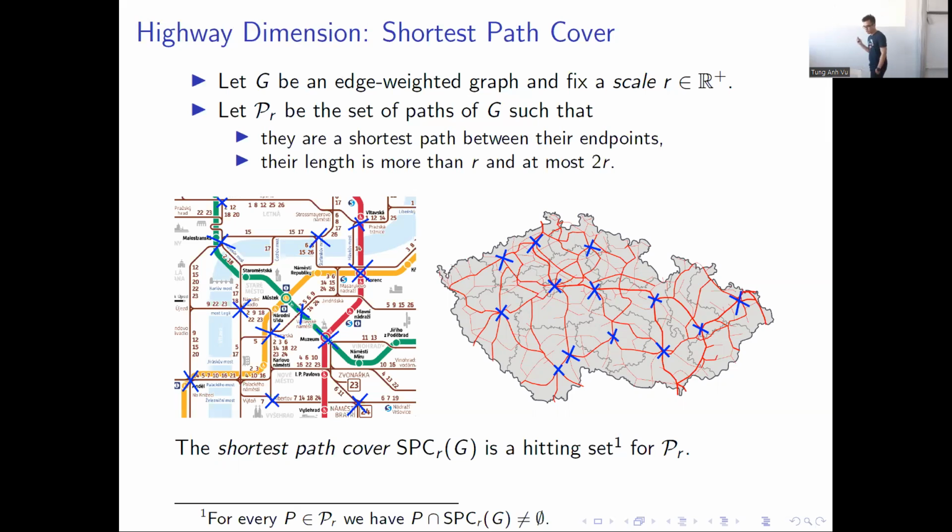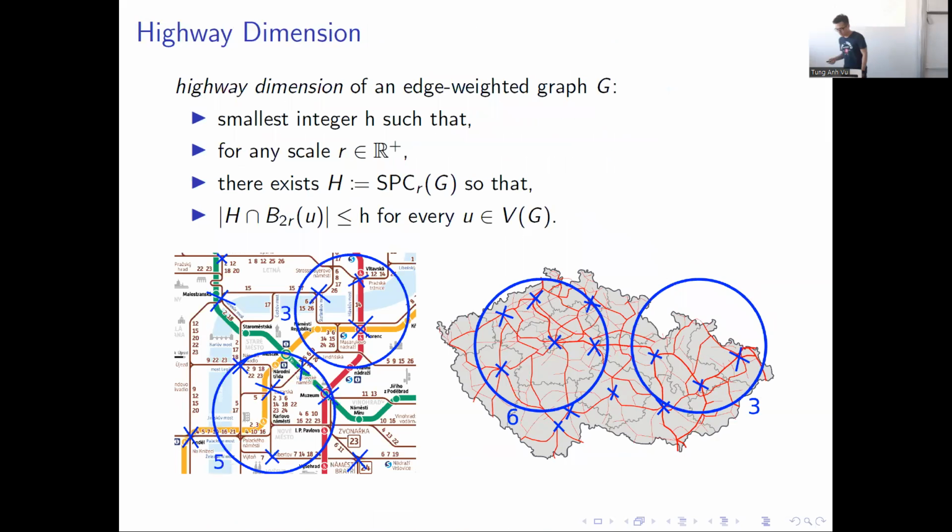Okay, so now we go to finish the definition. So what's highway dimension? Highway dimension is the smallest integer such that no matter how you zoom into the map and no matter where you look from, if you stand somewhere and you look in radius 2R, then you will see at most this many points of the shortest path cover. So what we are measuring is the local sparsity of your shortest path cover, which corresponds to the fact that no matter where you want to travel, the number of decisions, like which way, through where do I have to go, is bounded.